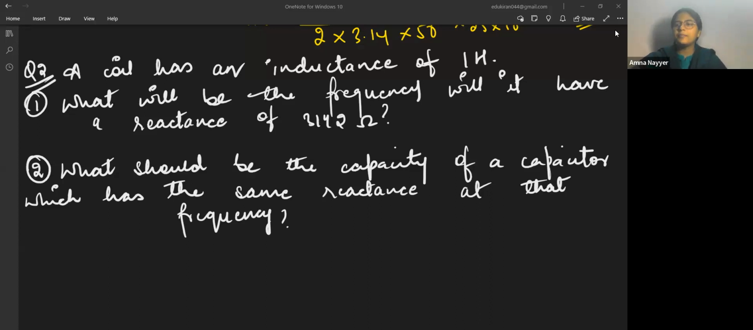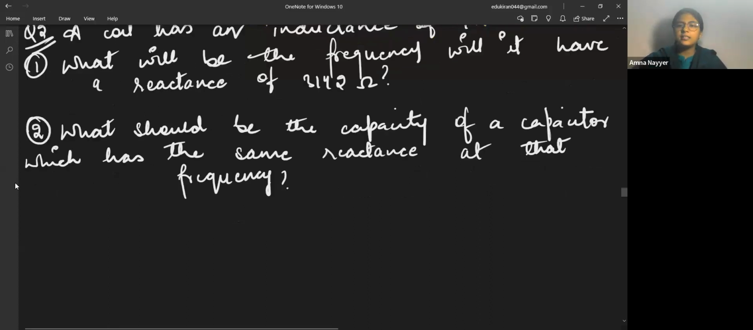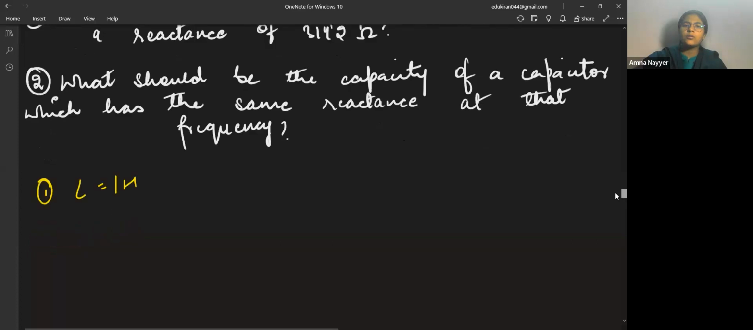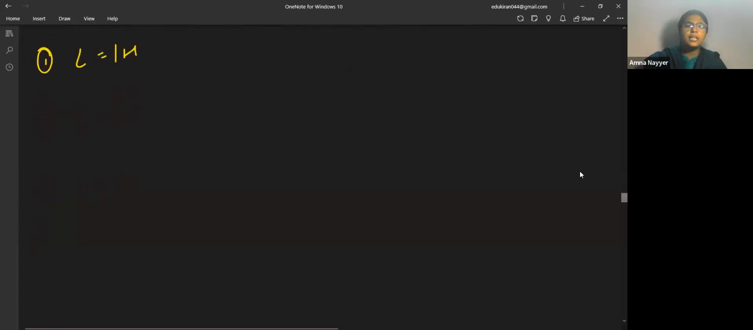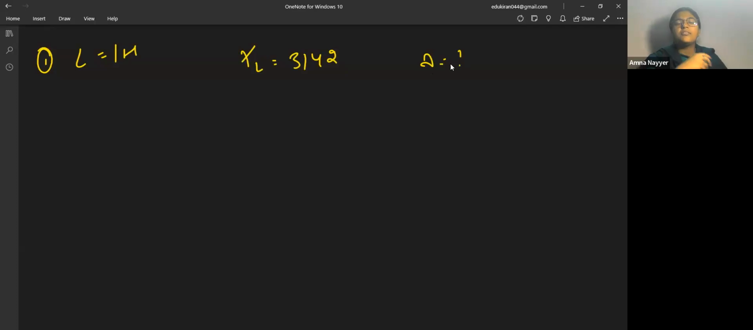See, inductance is given. Nobody has calculated the reactance till now. Reactance only you have to tell. L is already given. XL is given as 3142. You have to find out nu. The calculations are also very easy. See, 3142 will be cancelled by the 3.14 value of pi.